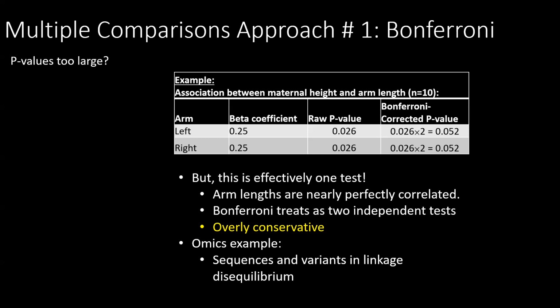The issue here is that your left arm and your right arm are so highly correlated that even though you're going through the motions of carrying out two tests, you're effectively just doing one test because of the correlation between your left arm and your right arm. And so Bonferroni treats these tests as independent. So you're overcorrecting even further if you're dealing with dependent or correlated tests. So in this case, it's overly conservative. In the case of an omics example, oftentimes sequences and variants are in linkage disequilibrium. So there's concern that a Bonferroni correction would be unnecessarily overly conservative in that situation as well.